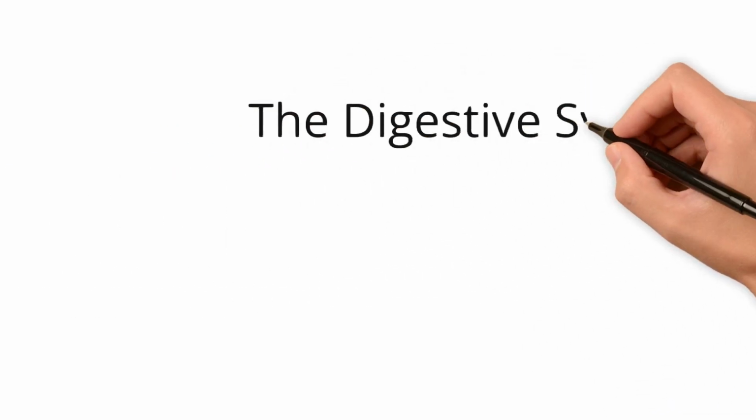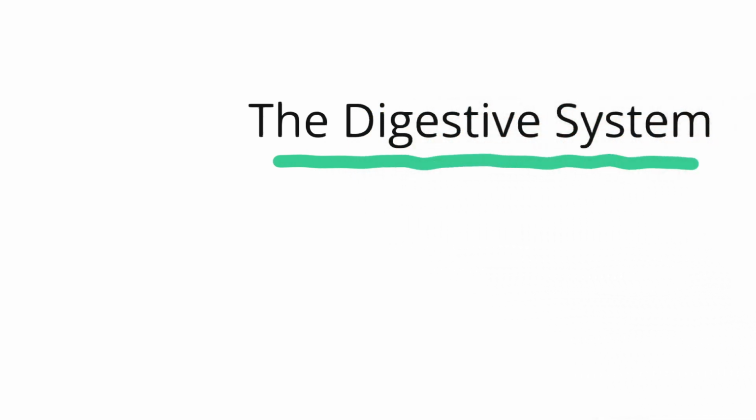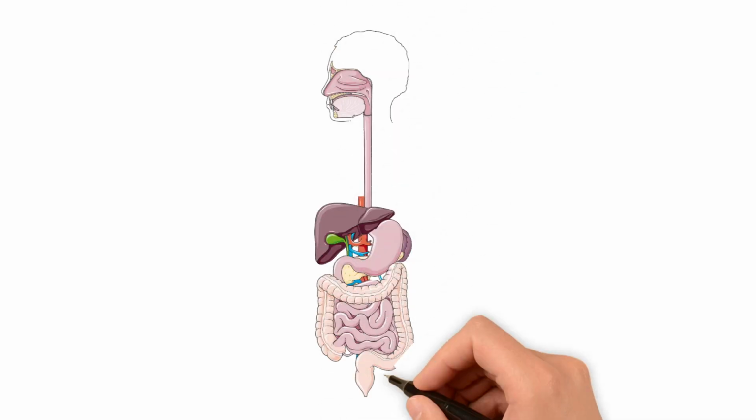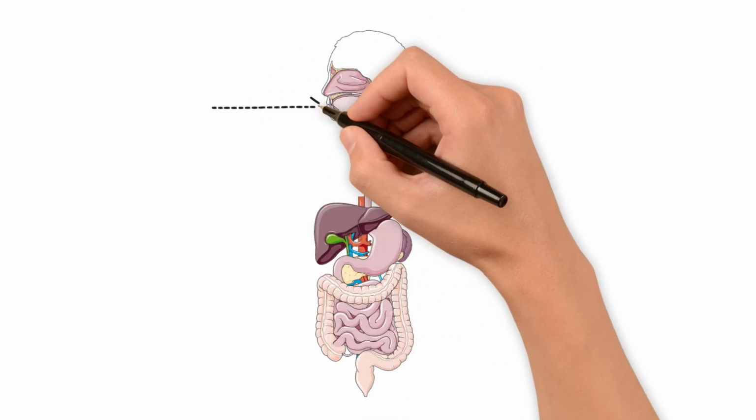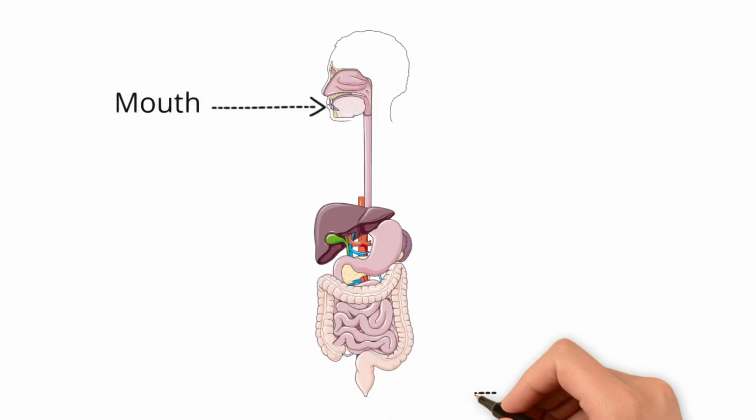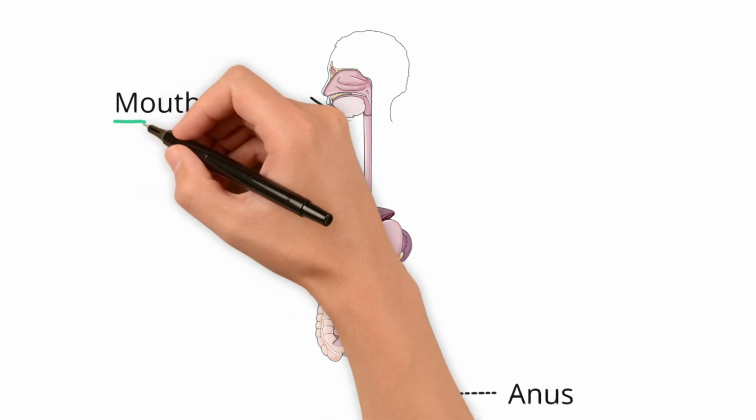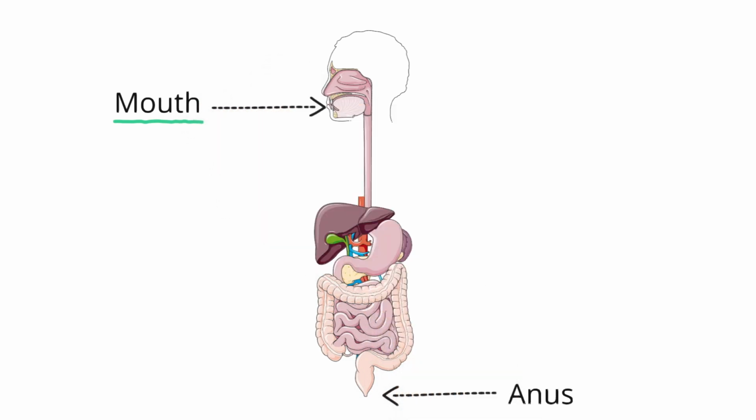In this video, I'll be talking about the digestive system. So, let's get started. The digestive system is like a complex factory, processing food into energy and nutrients. It starts at the mouth and ends at the anus, with several important stops along the way. Let's look at the main components.